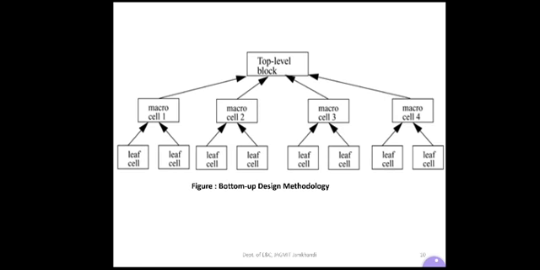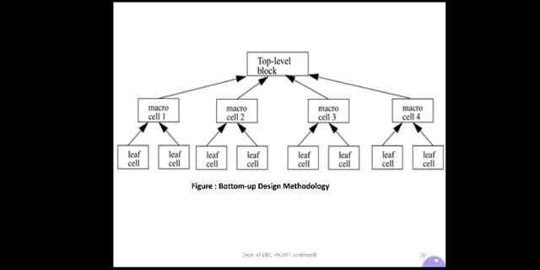Similar to that, this figure shows the bottom up design methodology. In the bottom up design methodology, you can observe the arrow marks going from the bottom towards the upper side, that is, towards the top level block. That means in a bottom up design methodology, we first identify the basic building blocks that are available to us. For example, gates are very basic building blocks. So the leaf cell represents a basic building block here.